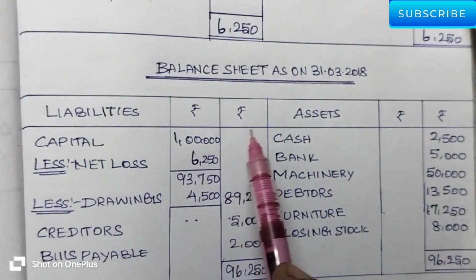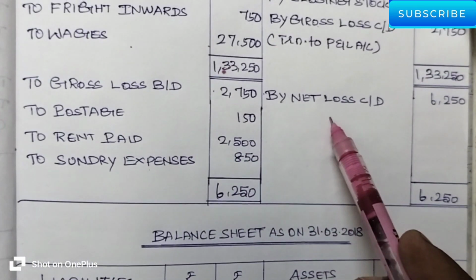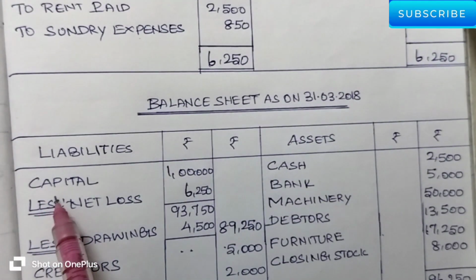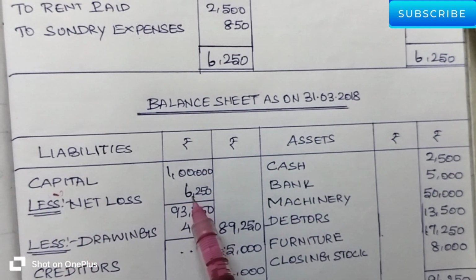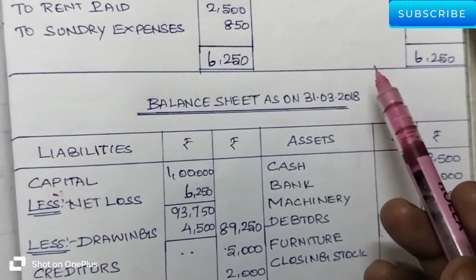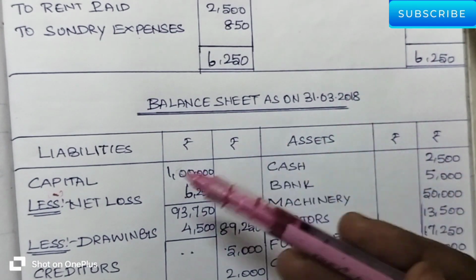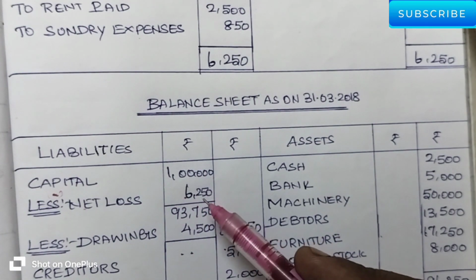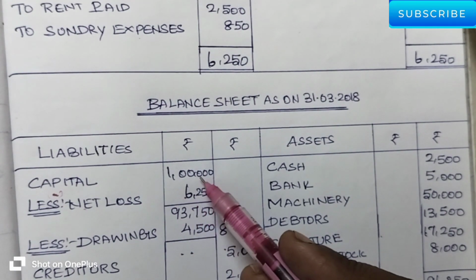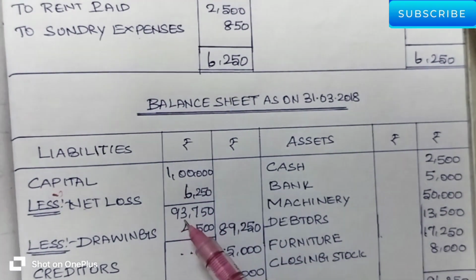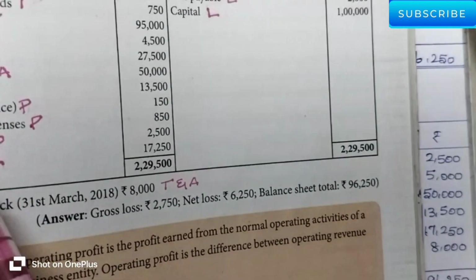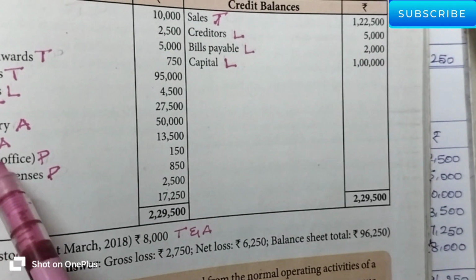Then you have to subtract the net loss. The heading 'less' means minus. So you have to minus the net loss. How much rupees? 6,250 rupees, which you transferred from the profit and loss account to the capital account. Then you have to subtract 6,250 rupees from 1 lakh. You will get 93,750 rupees.